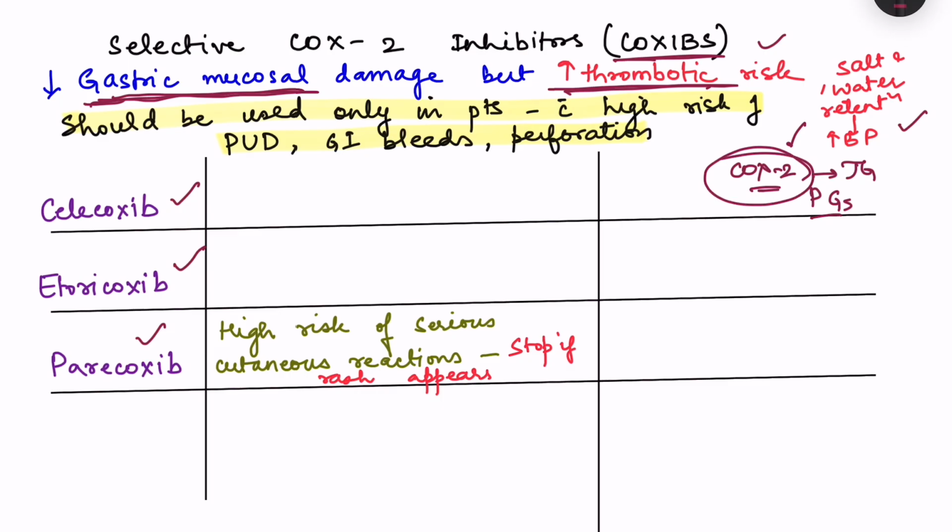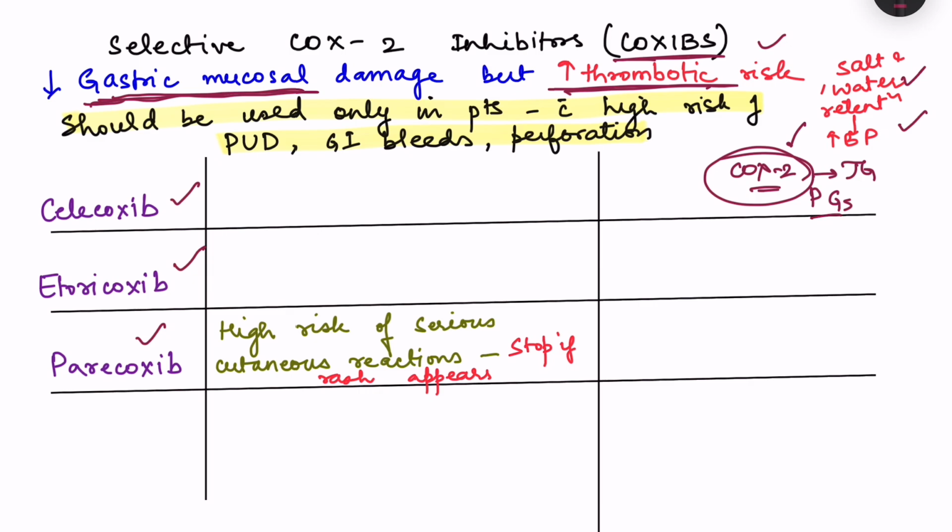So that is blocked and there is more salt and water retention and increase in blood pressure. So in selective COX-2 inhibitors, we have three drugs: celecoxib, etoricoxib and parecoxib. But remember, high thrombotic risk. In fact, some of the drugs have been withdrawn because of increased cardiovascular ischemic events.